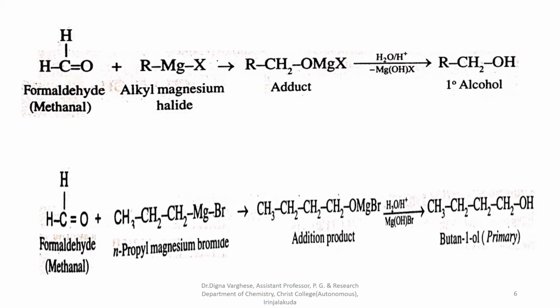Here you can see another reaction, where formaldehyde reacts with n-propyl magnesium bromide. The carbon is positive and the propyl part has a negative charge. The negative part attaches to the positive carbonyl carbon and forms an addition product, or adduct. It will undergo acid hydrolysis. We will get butanol. Here there are 4 carbon atoms, so we will get butanol. That is a primary alcohol.